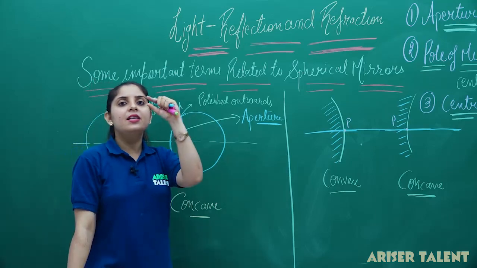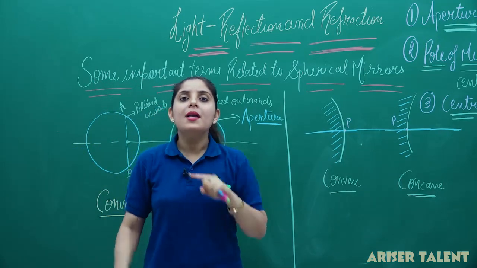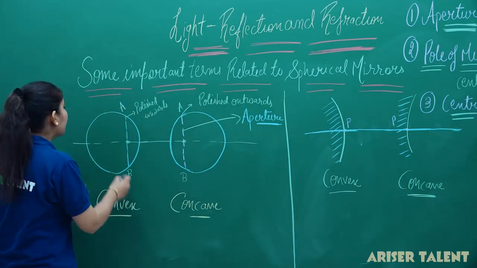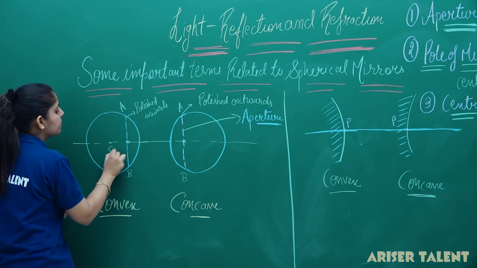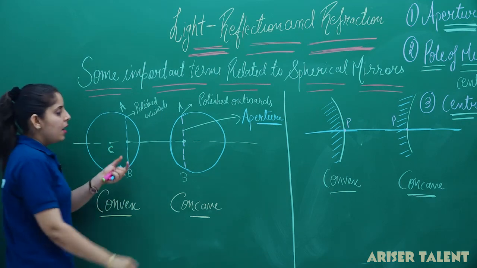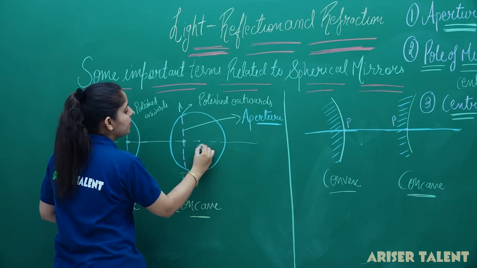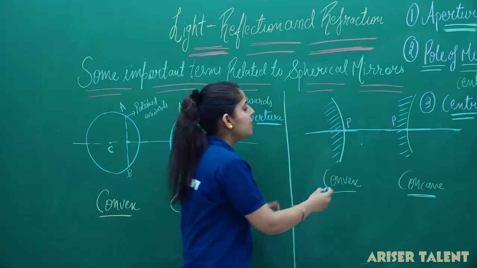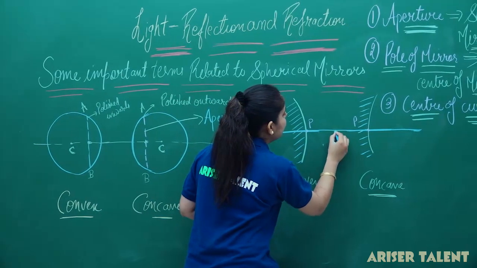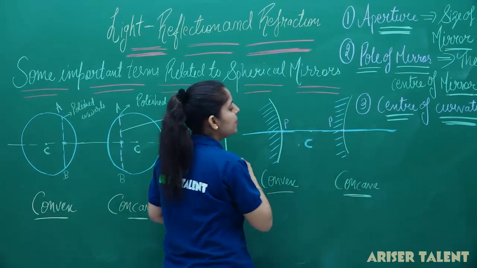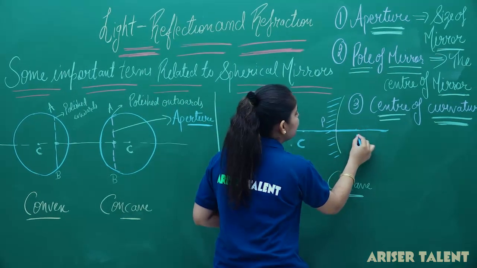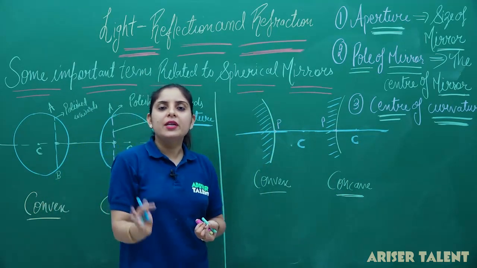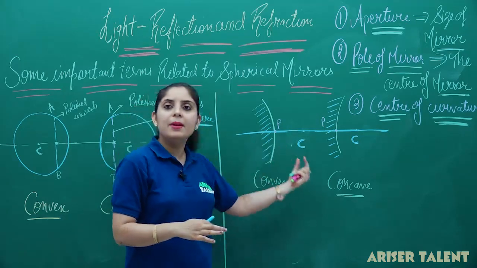I'm again repeating, the center of the mirror is known as the pole, and the center of the sphere will be known as the center of curvature. You can see that this is the center of the sphere, and here this is the center of the sphere. If this mirror is a part of that sphere, and this is our center, then this point will be the center of curvature in this part, and this point will be the center of curvature in this part. So, the center of curvature is actually the center of the sphere of which the mirror is a part.